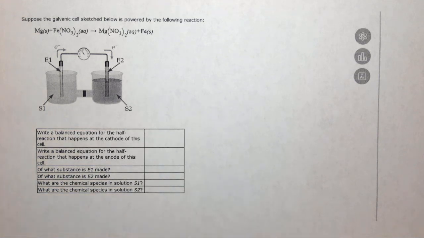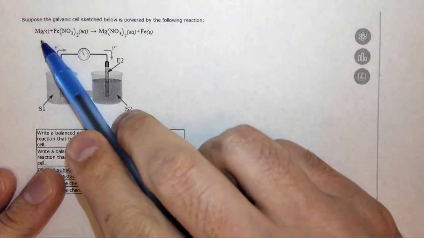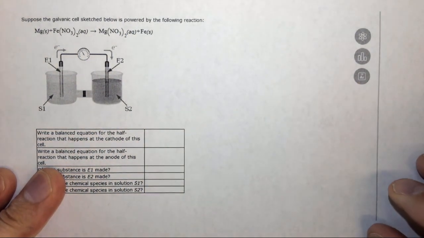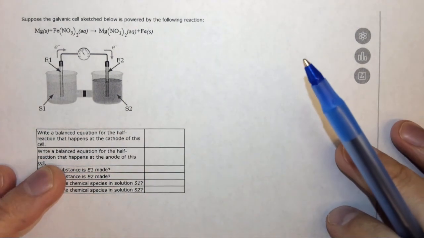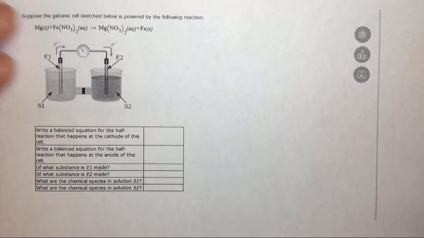This question says, suppose the galvanic cell sketched below is powered by the following reaction. We have magnesium plus iron nitrate yields magnesium nitrate plus iron in a single replacement reaction. And we're asked to identify several parts of it, so I do want to go through that. The first thing we need to do is figure out what's being oxidized and what's being reduced.